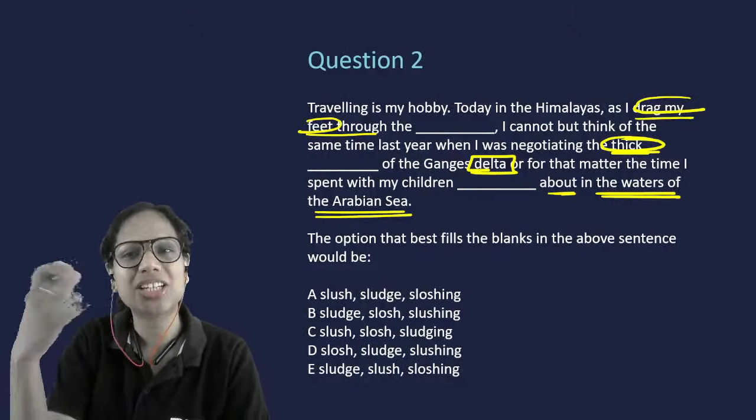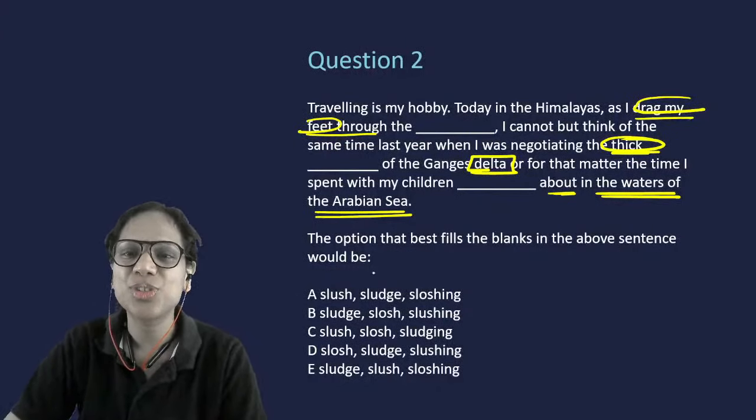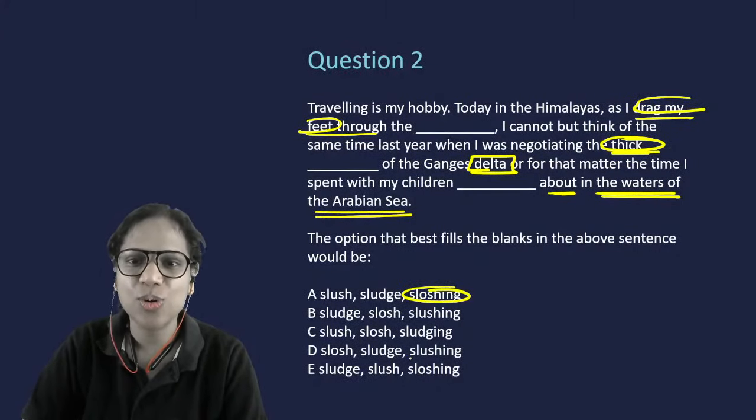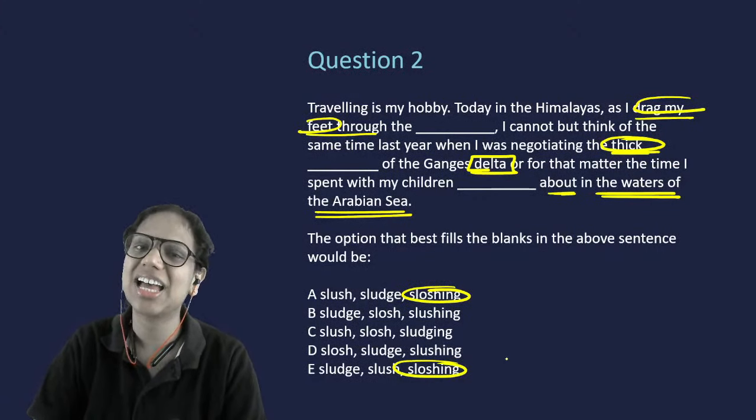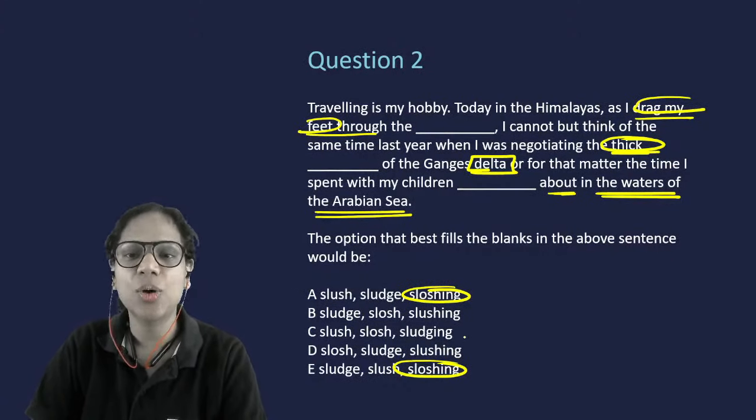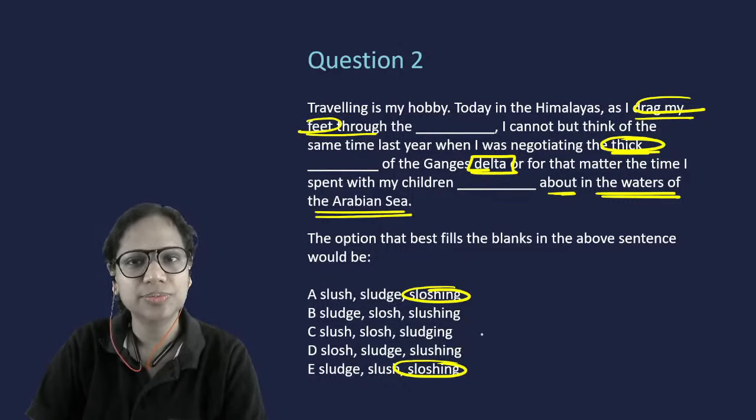Sloshing about means splashing water on each other, right? So either this or this is the answer. It's either A or E. Now you must be thinking, but why not slushing?